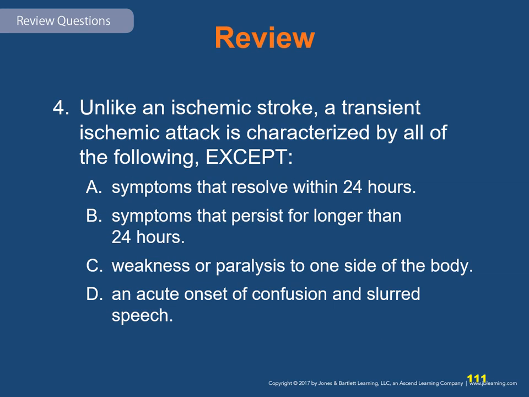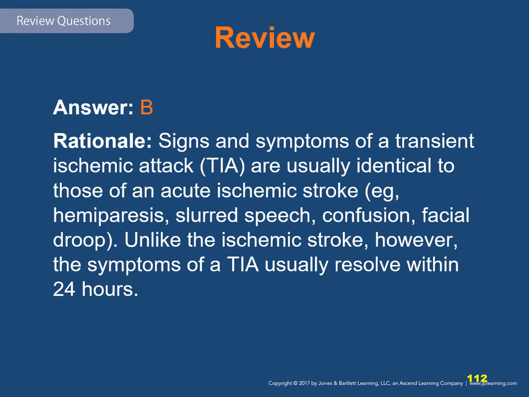Review question 4. Unlike an ischemic stroke, a transient ischemic attack is characterized by all of the following except A, symptoms that resolve within 24 hours, B, symptoms that persist for longer than 24 hours, C, weakness or paralysis to one side of the body, or D, an acute onset of confusion and slurred speech. Just remember the observations and symptoms that characterize an ischemic attack, and then you'll be able to eliminate the one option here that is not correct. And the answer is B.